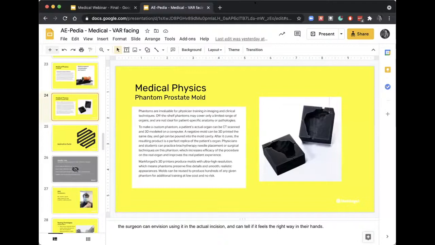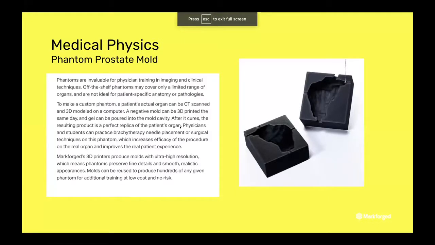Okay, I will just quickly share with you some information on that. While models for pre-surgery planning, for example, aren't a focus of Markforged, as we focus on high strength manufacturing and specific properties of materials such as radio transparency, electrostatic discharge, and fire retardants, we do have some applications for training and education. And here is an example of a prostate mold.